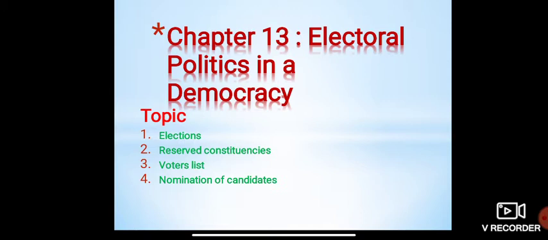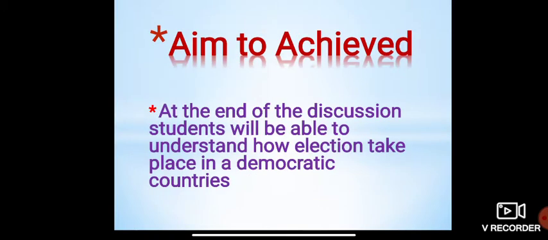Okay, so today we'll be starting with a new chapter, chapter 13, Electoral Politics in a Democracy. Under that, we'll be learning four topics today. One is election, number two, reserved constituency, number three, voter list, number four, nomination of candidates. So basically we'll be learning these four new topics. Okay, so let's get started.